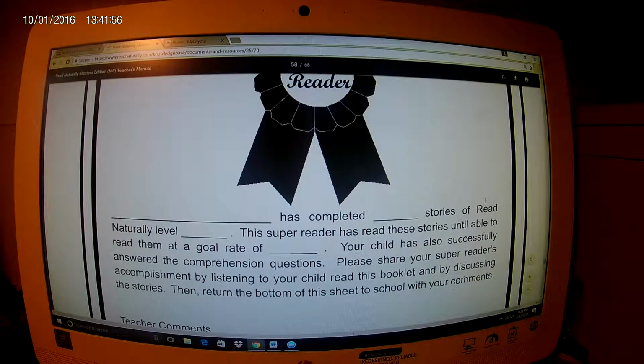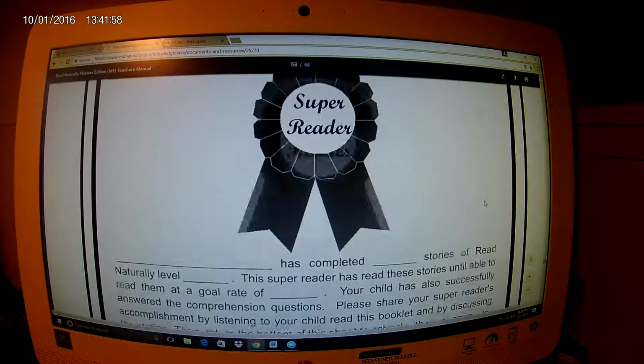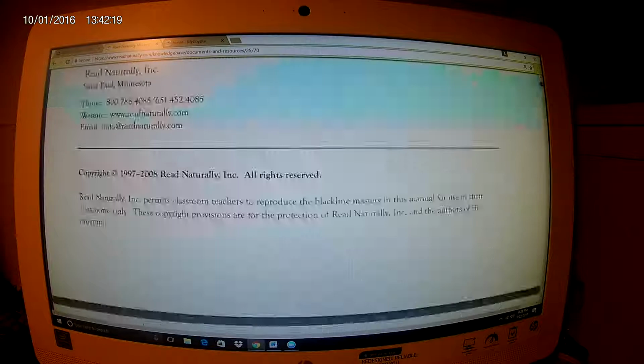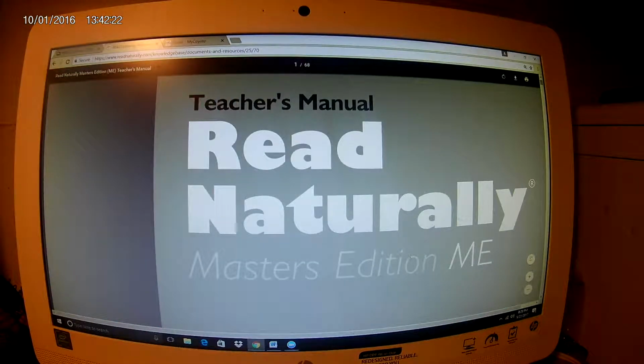And a lot of the students love these because they can take them home and show their parents, and it says their name here has completed usually 24 stories of Read Naturally at their level, and then the Super Reader at the goal rate of, and we go back to our words per minute table that tells us where they should be at. So right now I'm going to assess Isaiah on the Read Naturally.